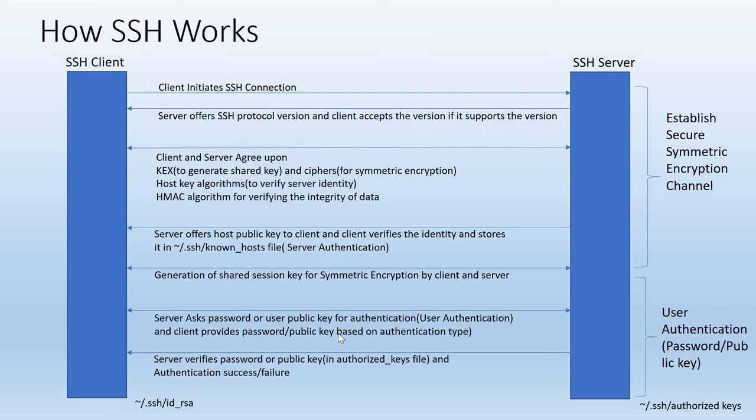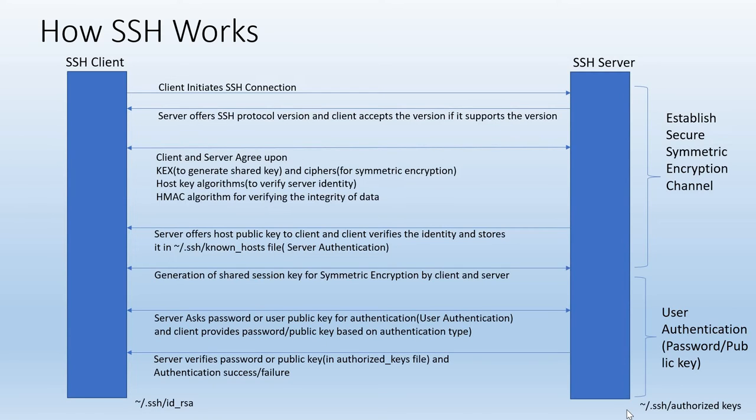In the public key based approach, the server will ask for the public key and the client will provide a public key to the server. The server will check whether the same public key is present inside the authorized keys file. This is an important file, the authorized keys file. It contains all the authorized keys of the users who are trying to log into the SSH server. Once the client provides the public key, the server will check whether it is present inside authorized keys or not.